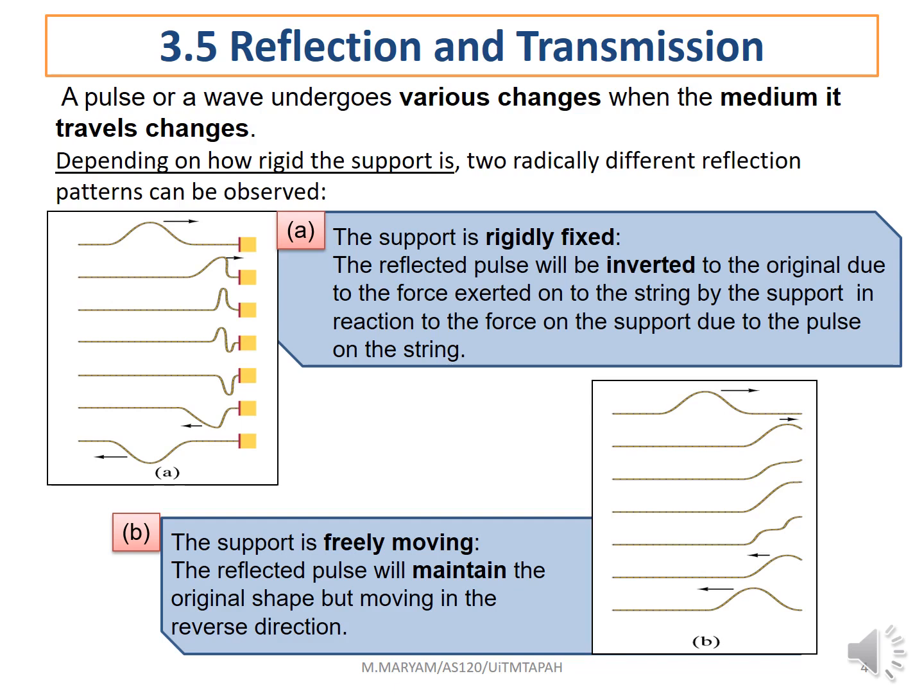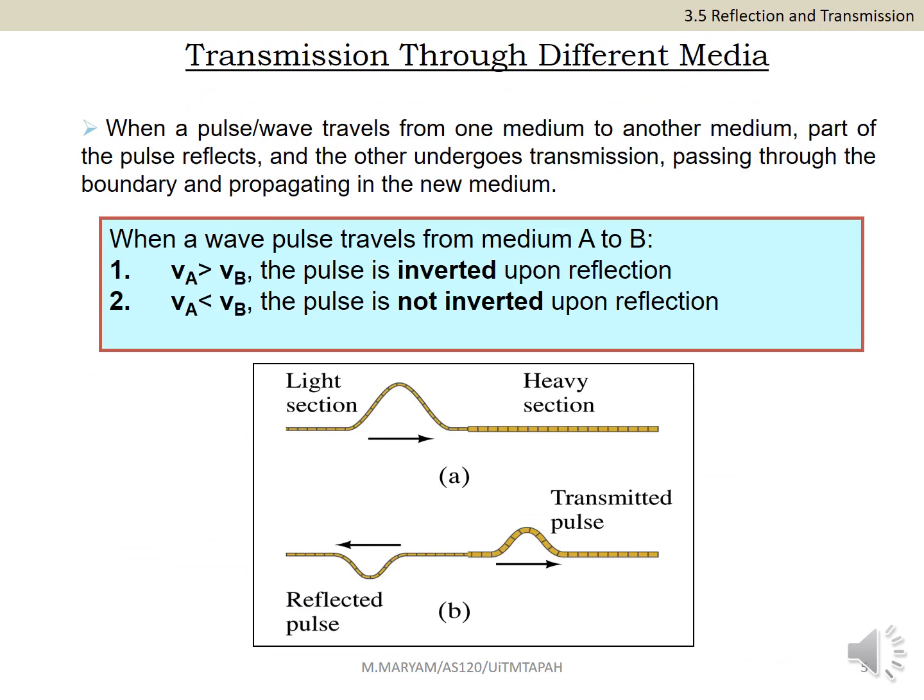In part B, if the support is freely moving, not rigid, then the reflected pulse will maintain the original shape. As you can see, it continues in the original shape but moving in the reverse direction. Can you see the difference between these two, class? So it depends on the support.